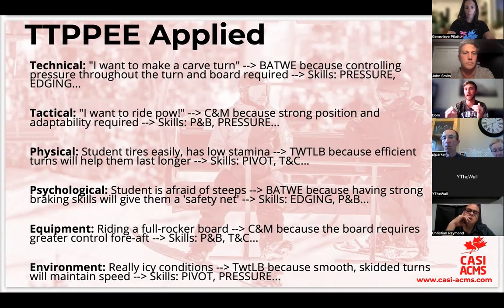And as I'm thinking about those factors, I'm starting to realize, okay, a couple of the skills that are jumping out to me are pressure and edging. I just said those words while I was thinking about why balance along the working edge is important to learning a carve turn. So those two words jump out. And now as I'm sitting on the chairlift, I'm thinking about some pressure drills, some edging drills. And I'm starting to plan out that first run.